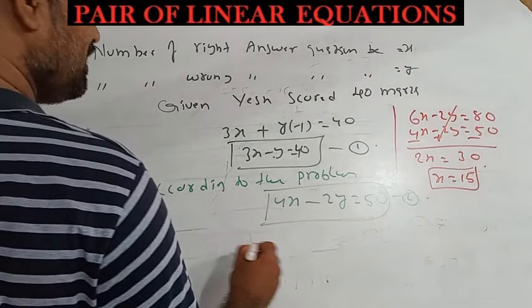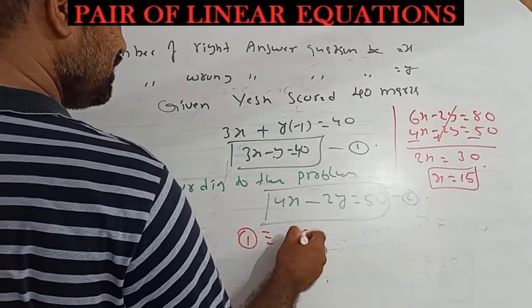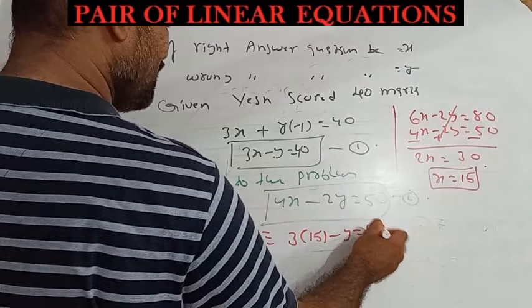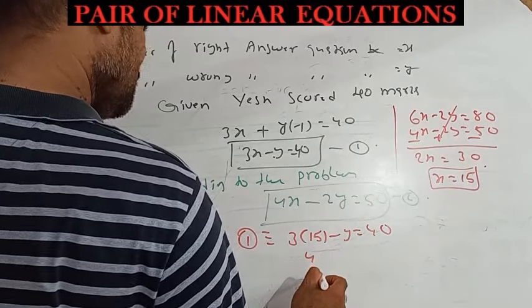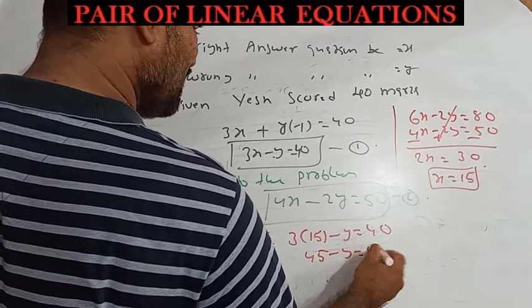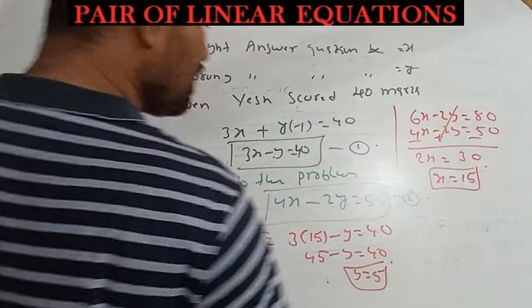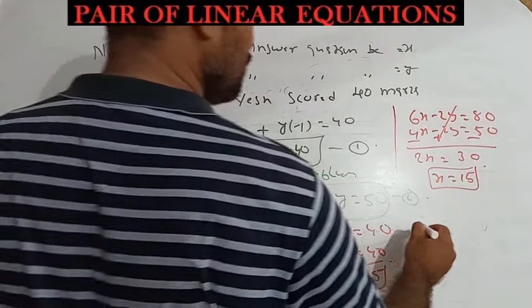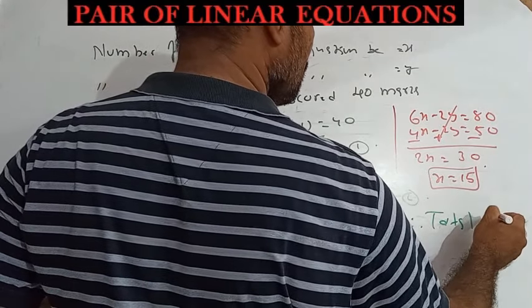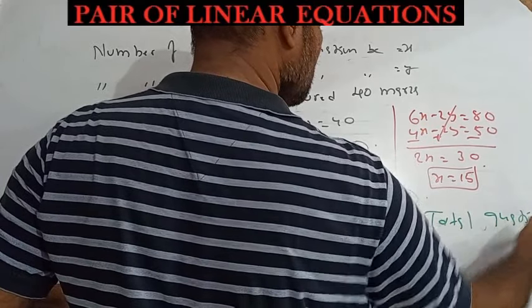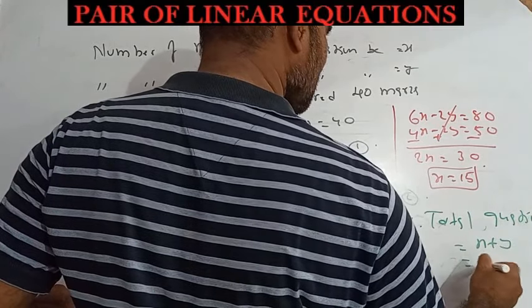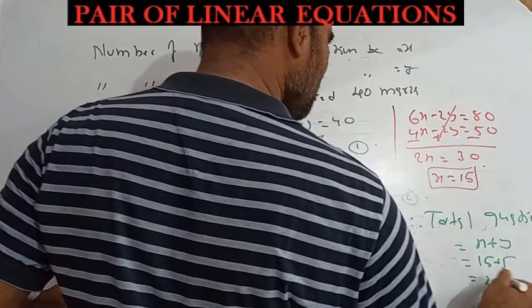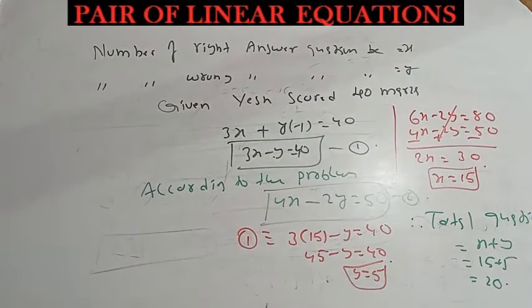Next I want to find y. I am using the first equation only, that is 3 into 15 minus y equal to 40, 45 minus y equal to 40, y equal to 5. Means among the questions he corrected 15 and the wrong answer questions are 5. Therefore total questions equal to x plus y, that is 15 plus 5, equal to 20. Means 20 questions are given in that examination.